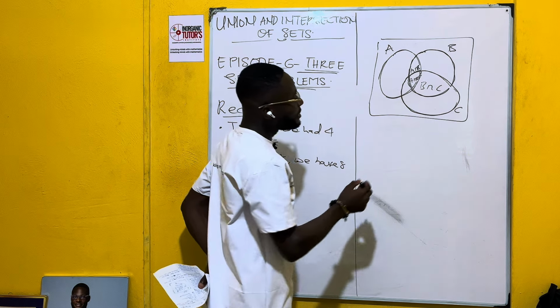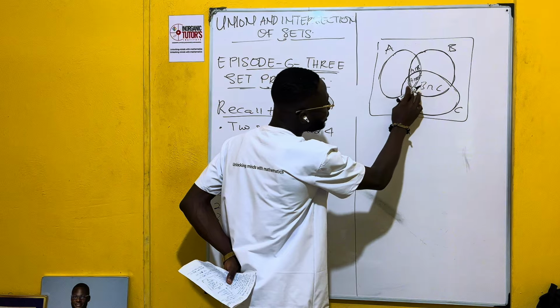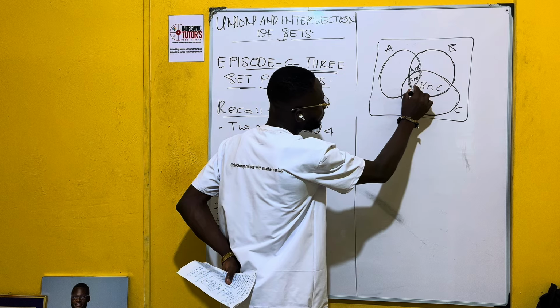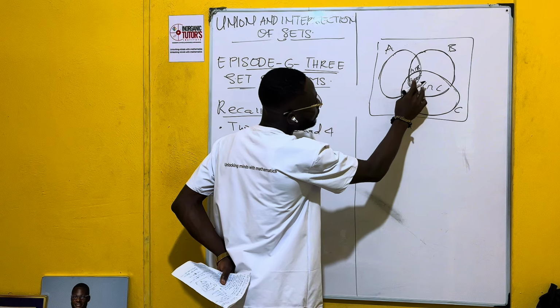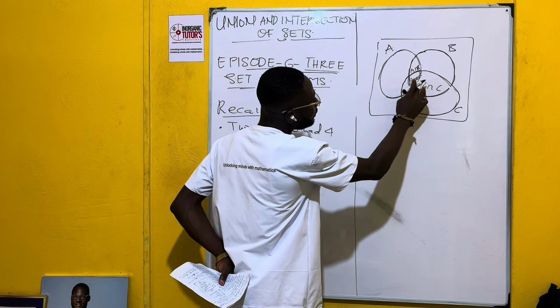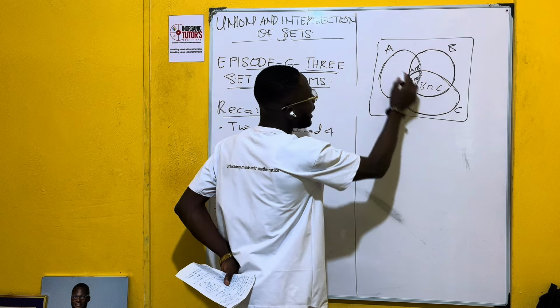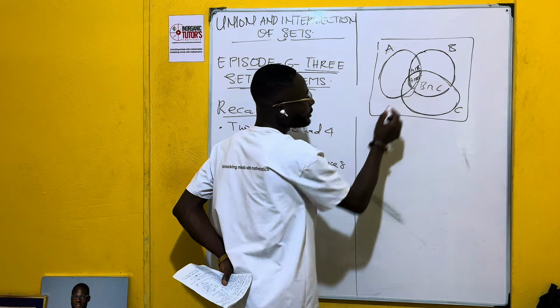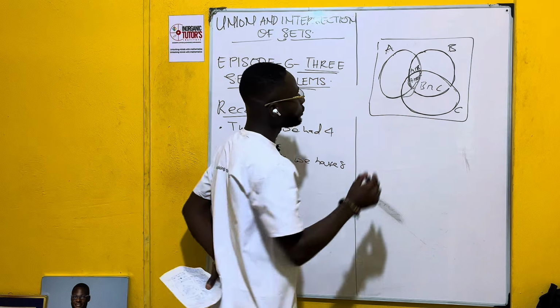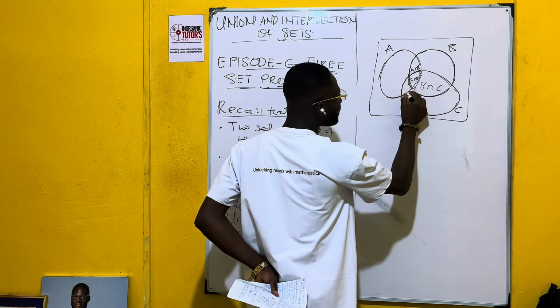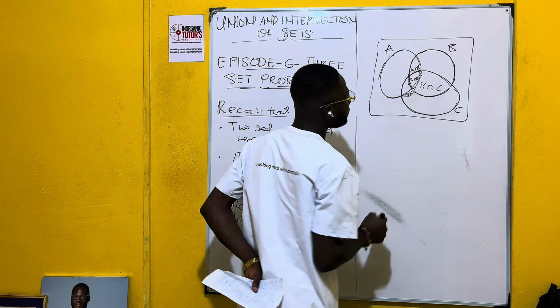Then this particular region here is the common section, and the common section here is A intersection C.